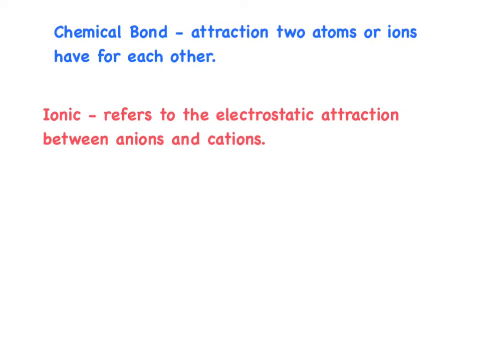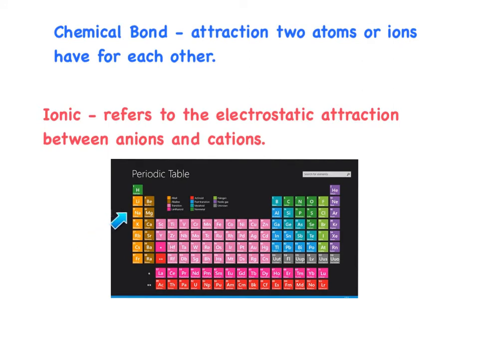Ionic bonds refer to the electrostatic attractions between anions and cations. Remember that metals on the left side of the periodic table tend to lose electrons to achieve an octet and therefore become more stable, and those form positive cations. And those nonmetals over on the right side of the table have a tendency to gain electrons when they ionize to achieve an octet, and they form negatively charged ions or anions. And when a metal loses an electron to a nonmetal, forming a positively charged ion here and a negatively charged ion there, the attraction between those two ions is an ionic bond.